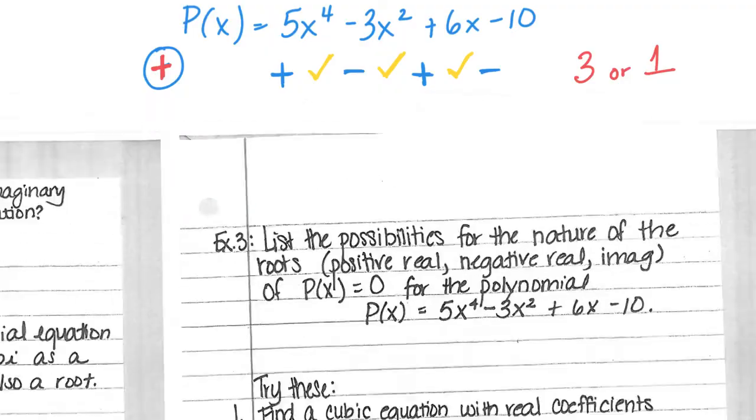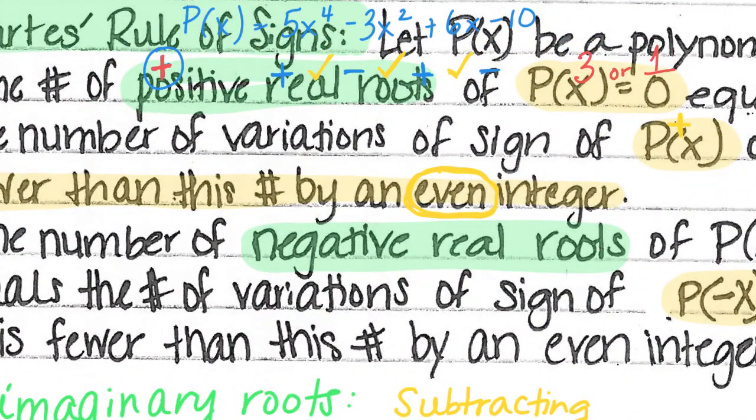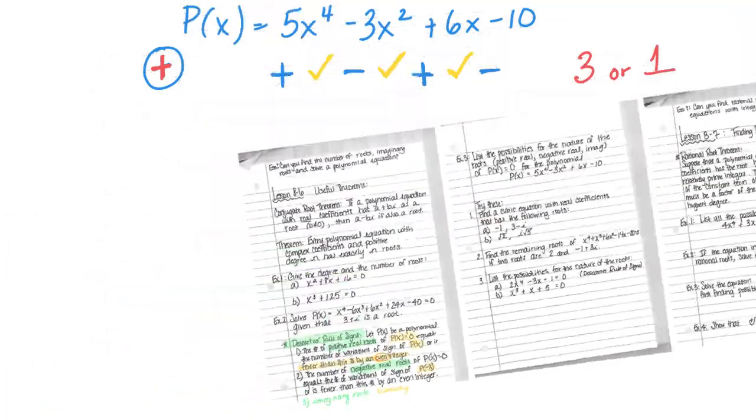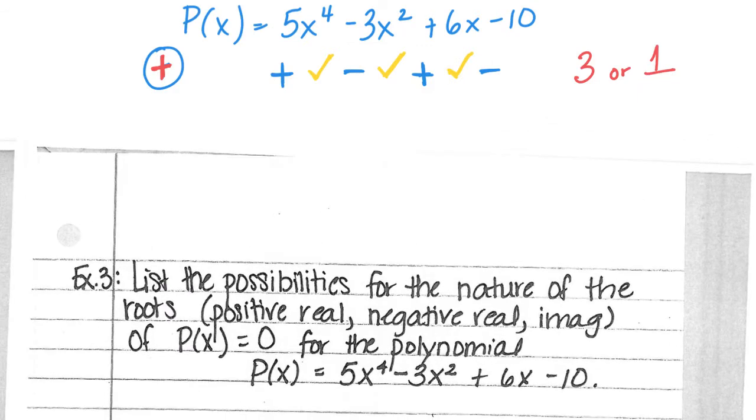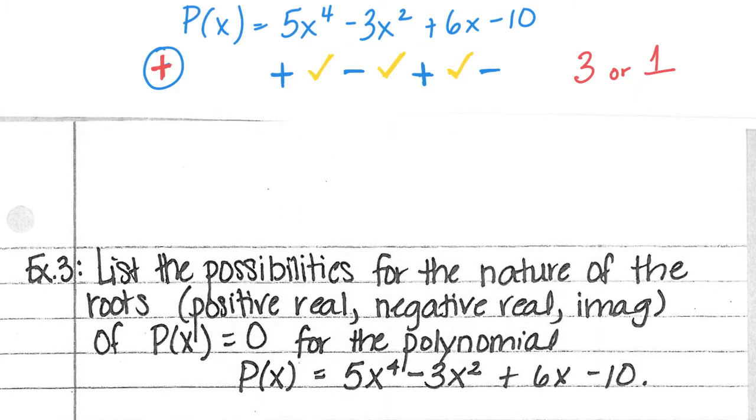Now where did I get that or 1? Remember I told you that place I liked my definition where it's going up and down by an even integer? Right there, I liked that. So that's where I got the or 1. I'm just subtracting. So if it's 3, it's 3 or 1. If it's 5, it's 5, 3 or 1. If it's 4, it's 4, 2 or 0. All right, moving on to negative.